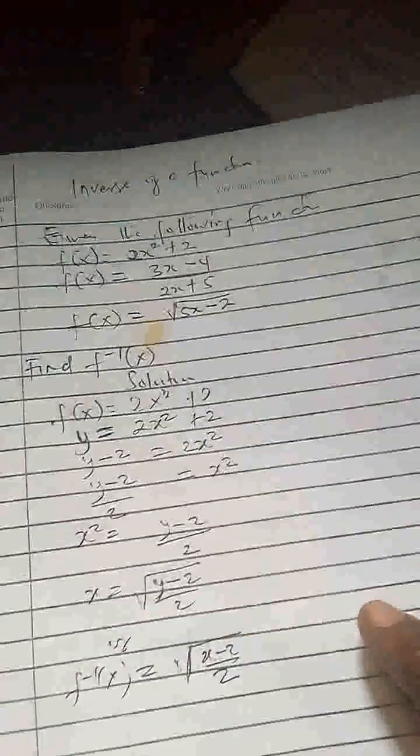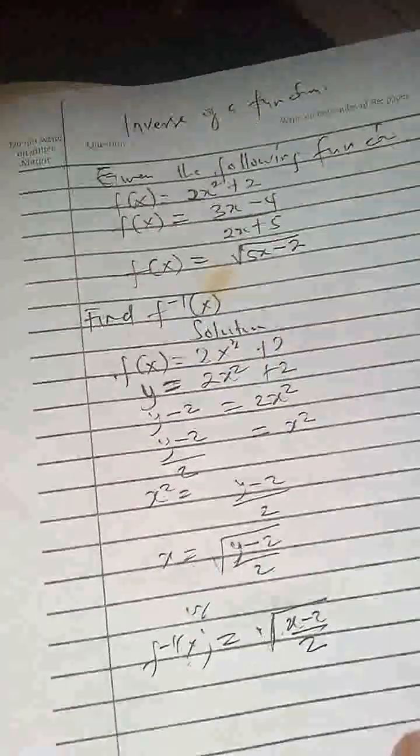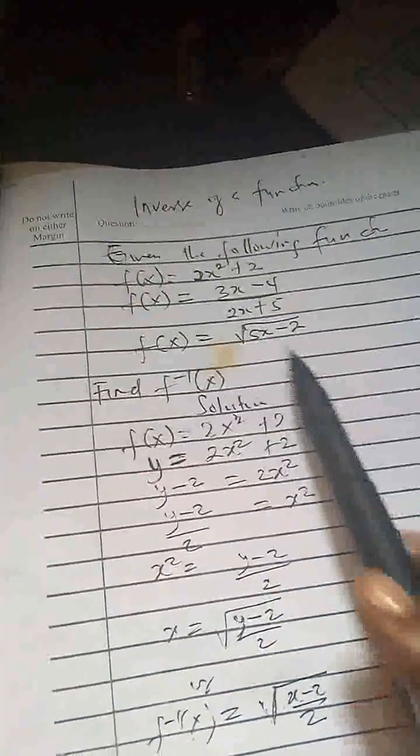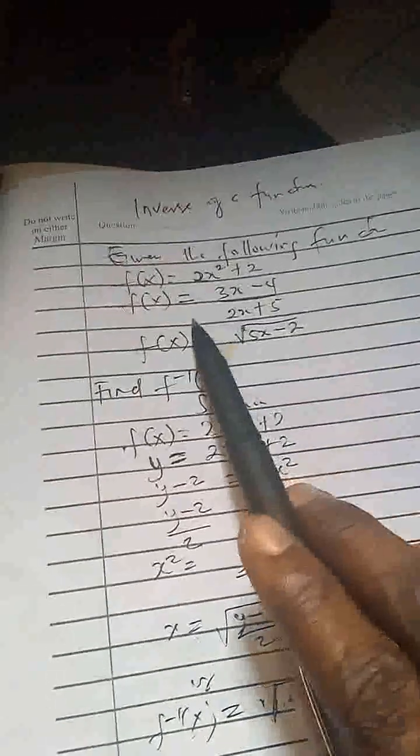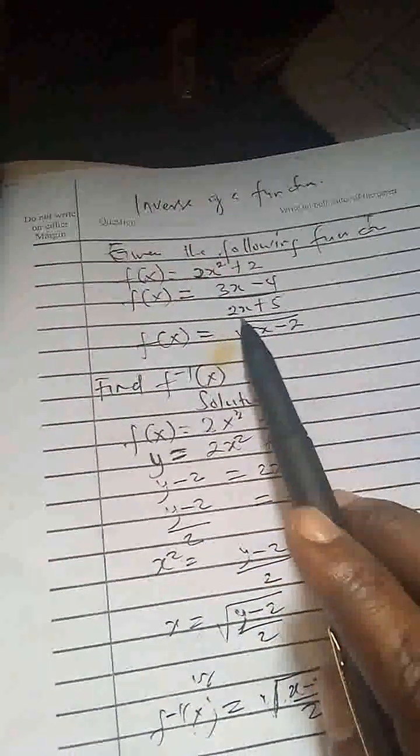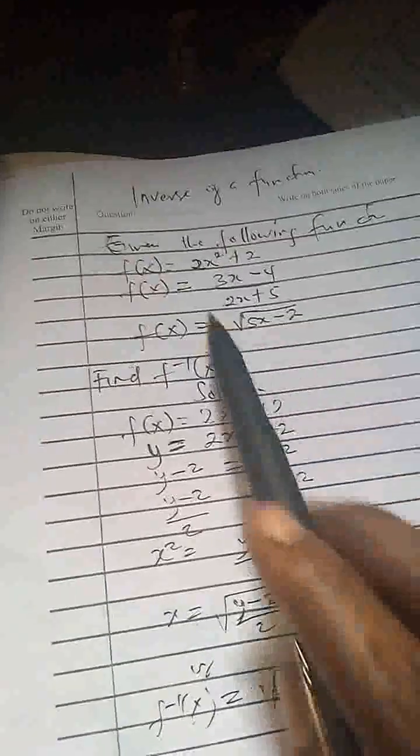Alright, so quickly we'll go into inverse of a function with a few examples here. The common question I normally ask in inverse of a function. Like I said, there are other functions you can see, but let's see the common ones. So we say, given the following functions, f of x equal to 2x squared plus 2, then 3x minus 4 over 2x plus 5, then the square root of this, find the inverse of f of x.